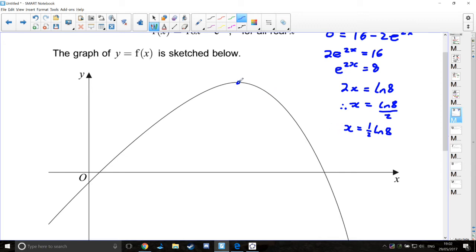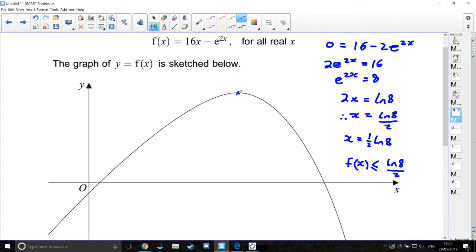So that's the highest thing that this can reach. So if that's the highest thing it can reach, then I'm allowed to say that f of x is less than or equal to ln 8 over 2. Because as we can see, if this is the highest thing it can get to, then it's bounded by this point. It can be anything less than that, and that itself, but it can't go higher than it. So that's it.